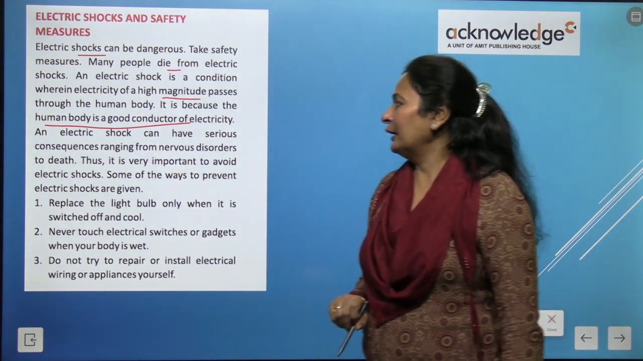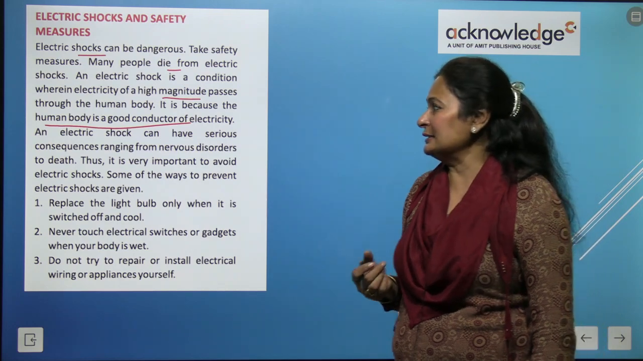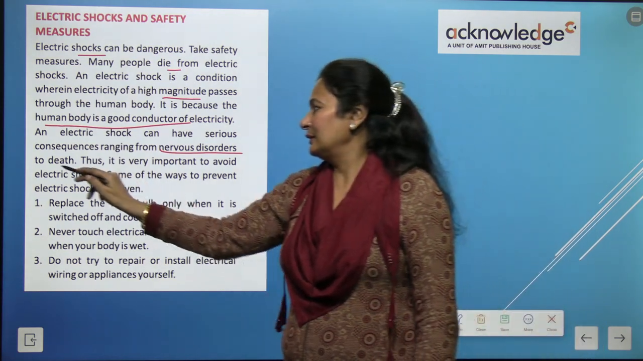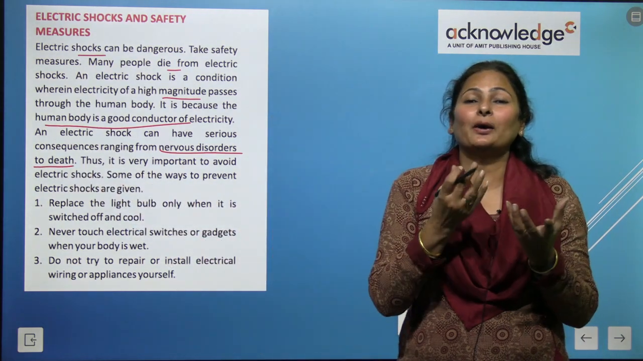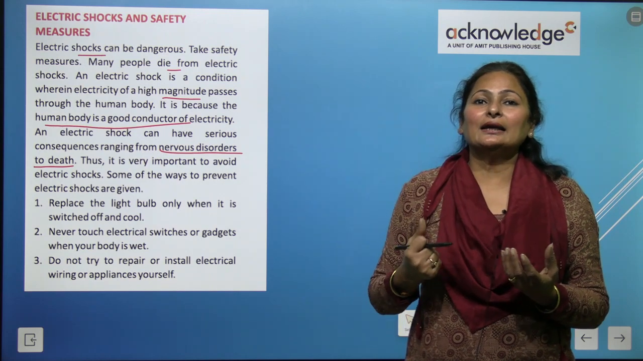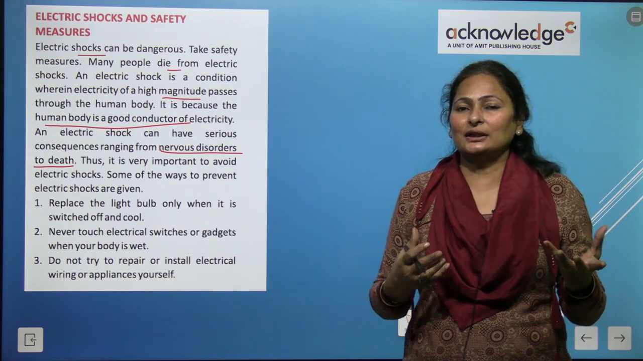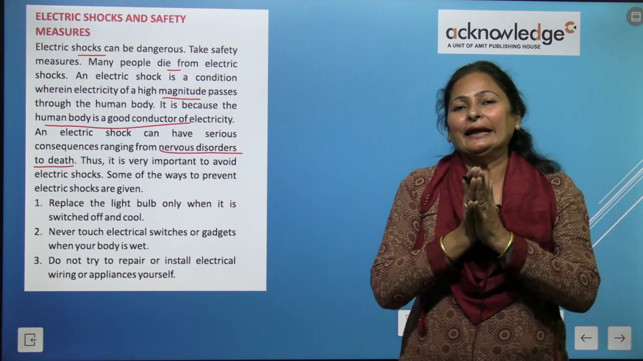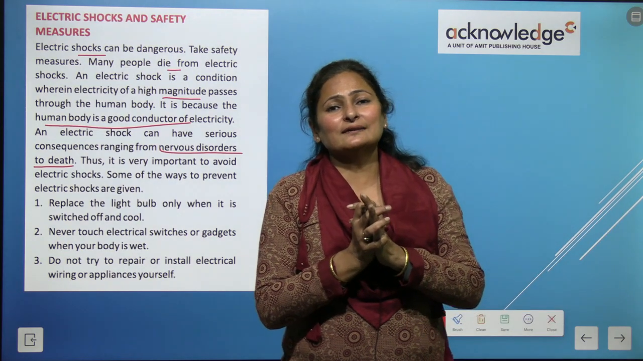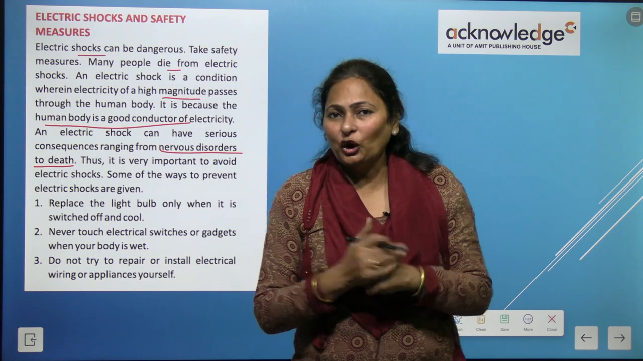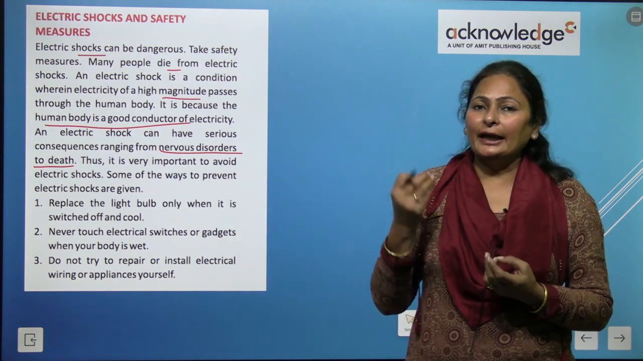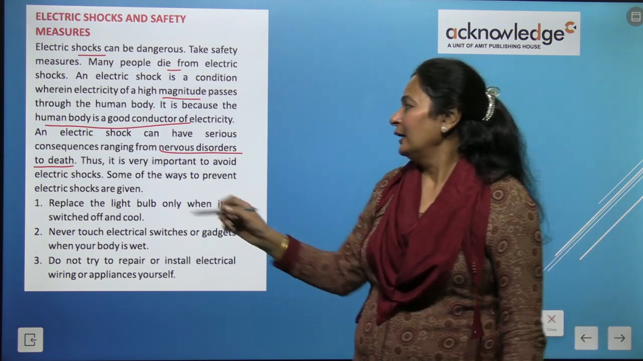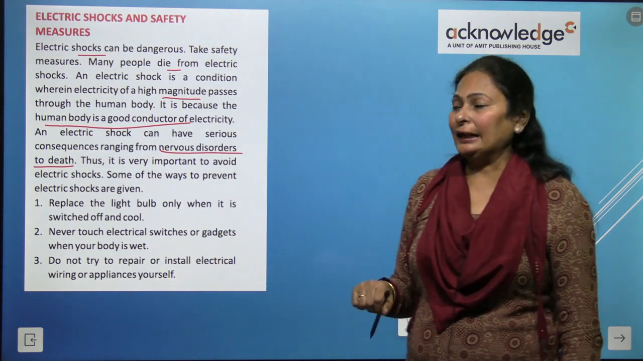And electric shock can have serious consequences ranging from nervous disorder to death. It is very dangerous. That is why the danger sign is put up at power stations, substations and electric poles as well. We should not touch them. And in class 1, class 2, class 3, we have studied that we should not switch on or touch any electric appliance or socket with wet hands, right? This is very important to avoid electric shocks.